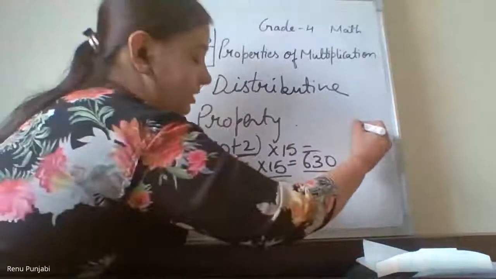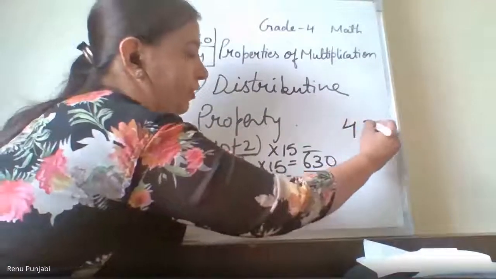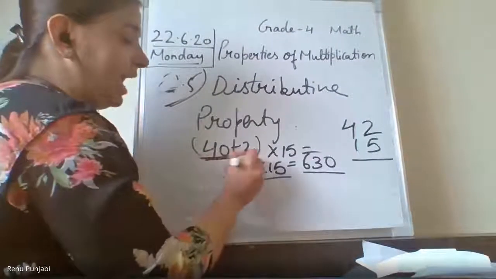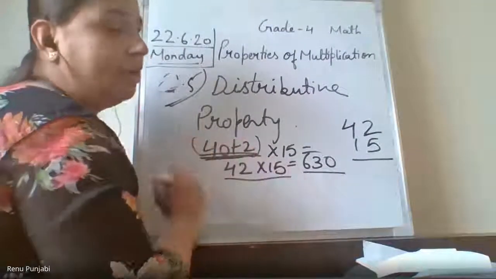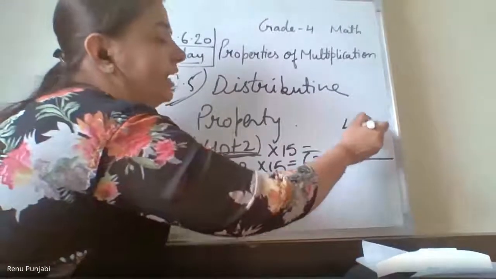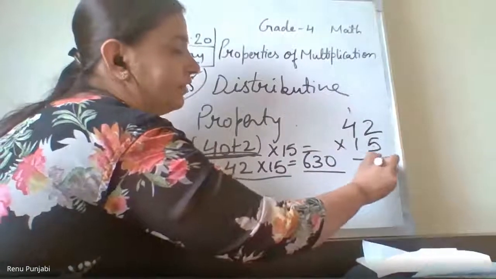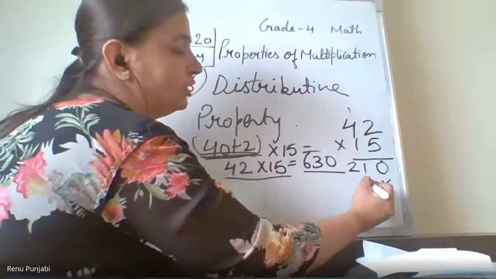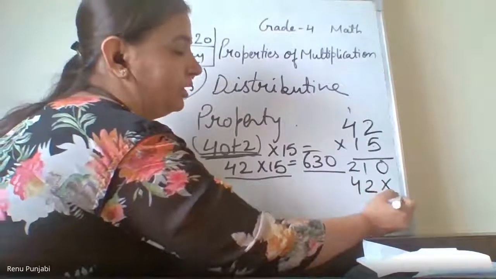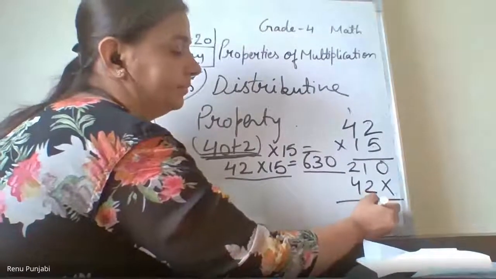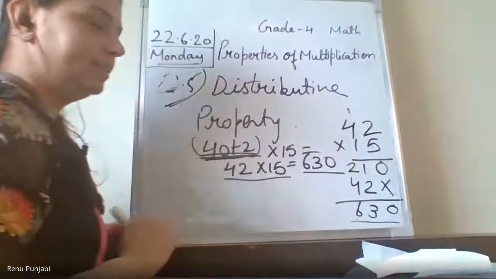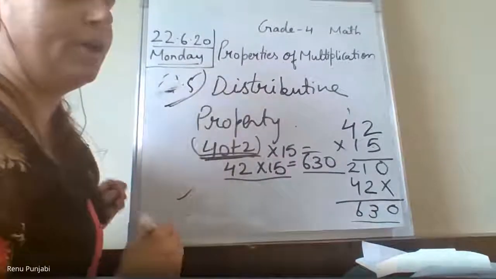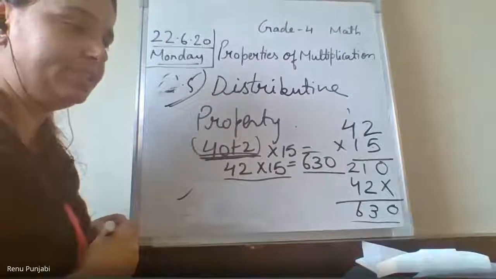If you want to see it, I will show you here also, 42 multiplied by 15. First we add this. Why are we adding this? Because the sign here is for add. 5 2s are 10, 5 4s are 20 plus 1, 21, 1 2s are 2, 1 4s are 4. Now add them, 630. Got the answer? This is the distributive property of multiplication.